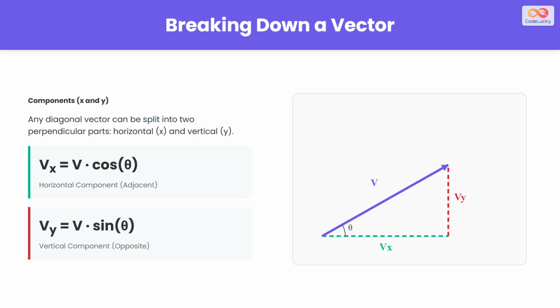The key to adding vectors mathematically is breaking them down. Any diagonal vector can be split into two perpendicular parts, a horizontal x component and a vertical y component. We find these using the sine and cosine functions. The adjacent side uses cosine, and the opposite side uses sine.